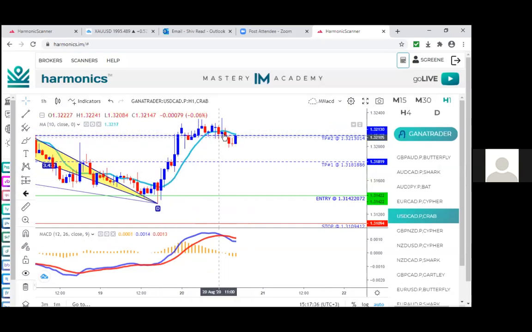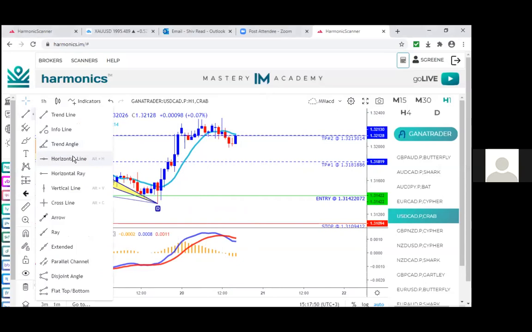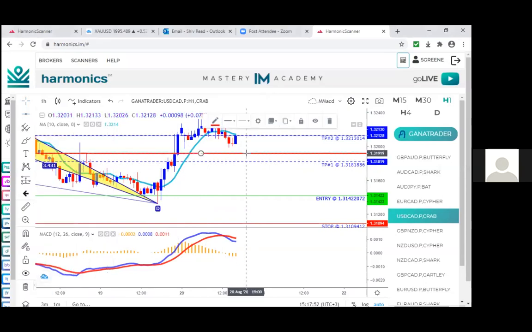Okay, the buy's finished. One second, let me look at the horizontal line. You can either come over here and click on horizontal line to make it, or on your keypad push Alt, then H, and that's a quicker way to get a horizontal line, okay?